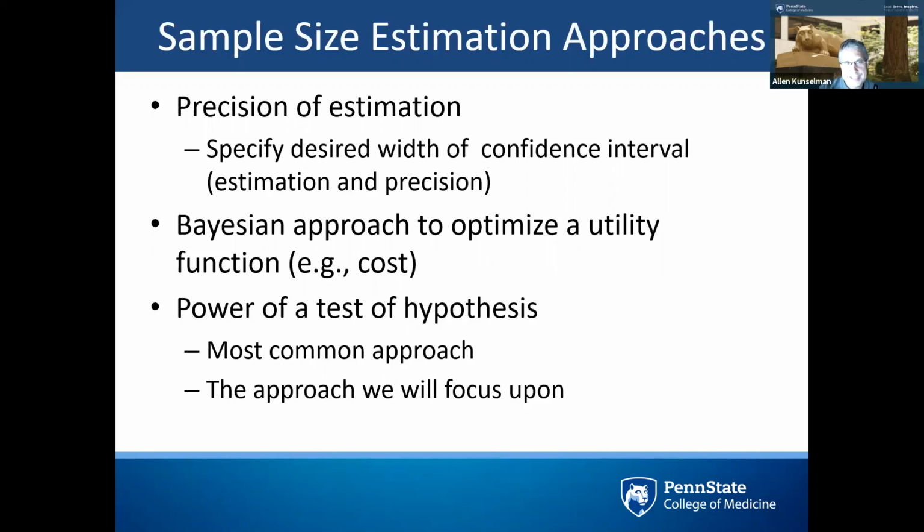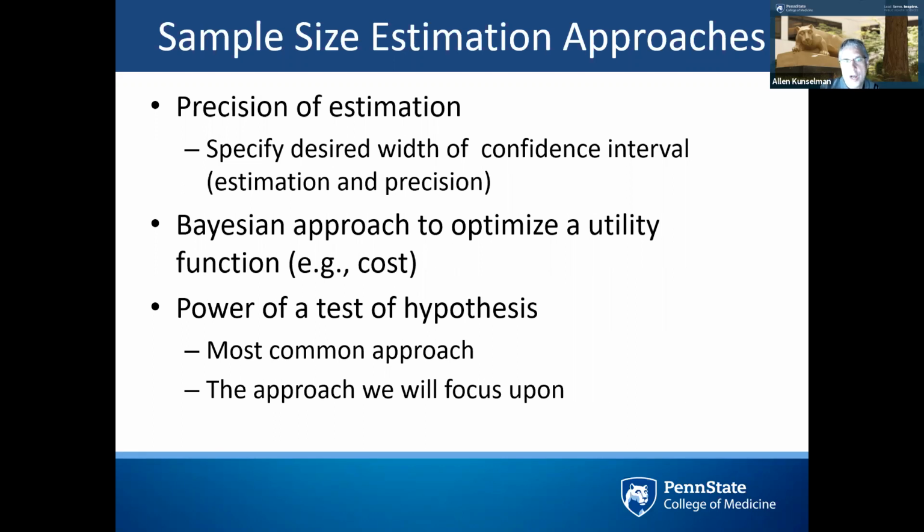One type of sample size estimation is precision of the estimate. So you specify a desired width of a confidence interval. An example of this would be, say you think the percentage of diabetics that come to your clinic is 40%, but you want the margin of error to be plus or minus 1%. So you want to be 95% confident that the percentage of diabetics that you'll see in your clinical practice is between 39 and 41%. That's a confidence interval, and you can do a sample size calculation looking at that.